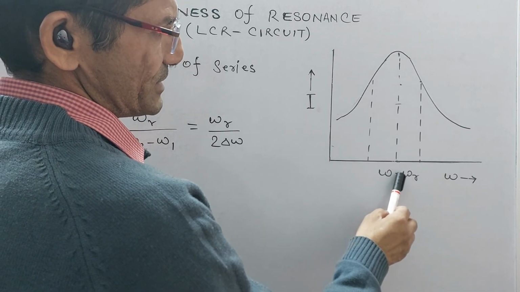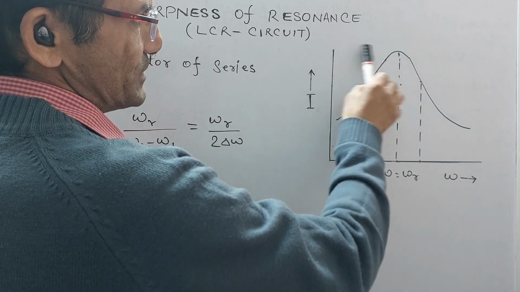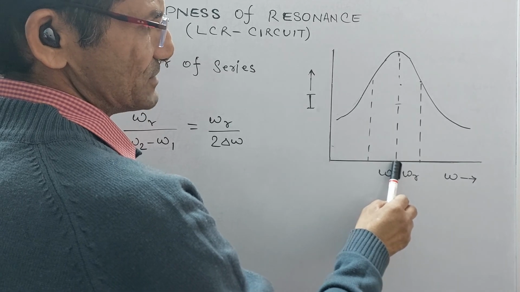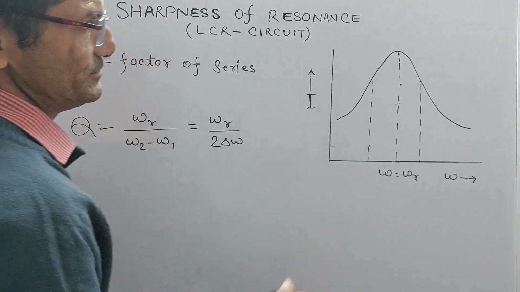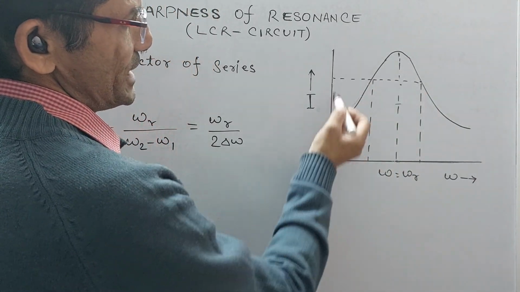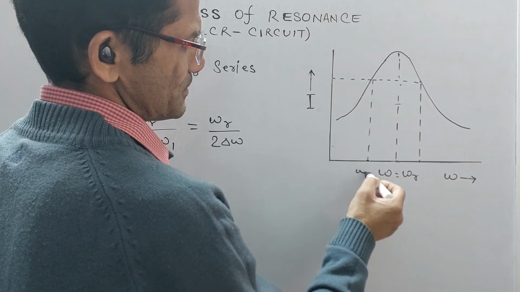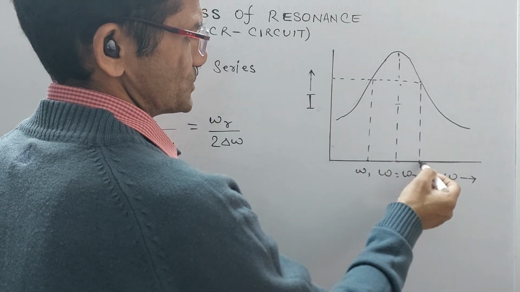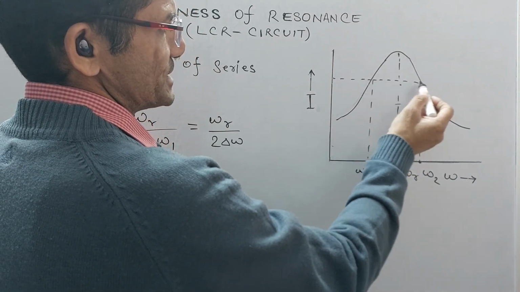You know that at the resonant frequency the current amplitude in the series LCR circuit becomes maximum. So this is the maximum value at this frequency, which is omega r, known as resonant frequency. On both sides of the resonant frequency, at a particular distance, if I say that this will be omega 1 and this is omega 2, then at these two frequencies, omega 1 and omega 2, the current amplitude has the same value.